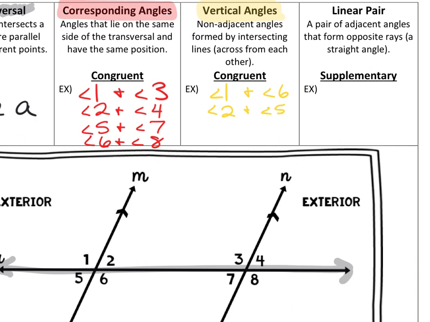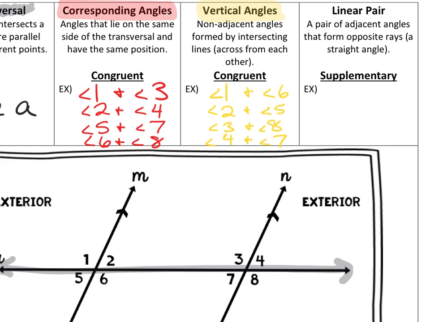Angle 5. What's vertical to angle 3? 8. And what's vertical to angle 4? 7. Vertical angles are congruent, the same way corresponding angles are congruent. So we have a lot of congruency and a lot of relationships between angles on a transversal. This is what we're learning today.